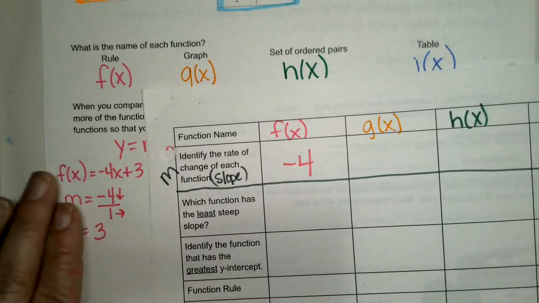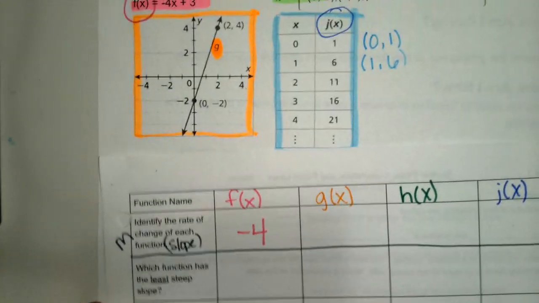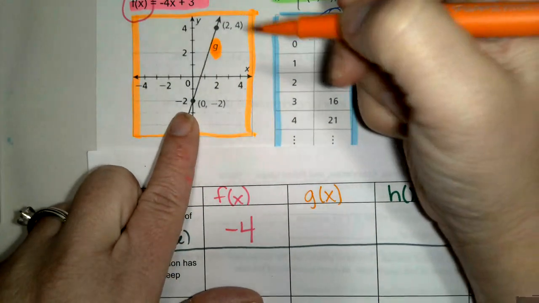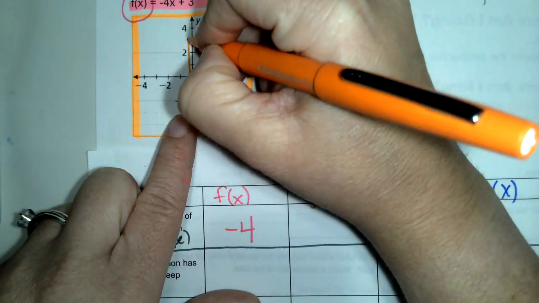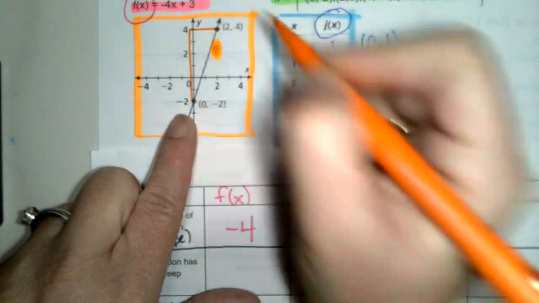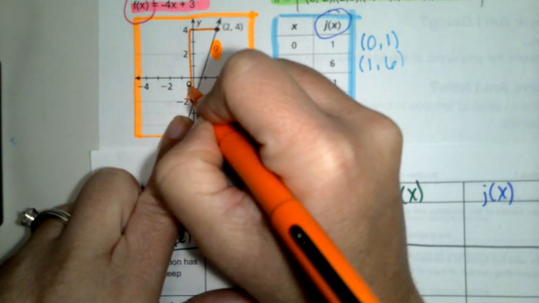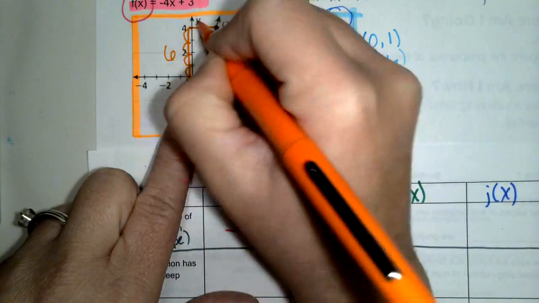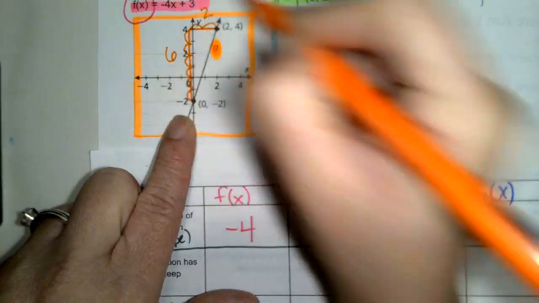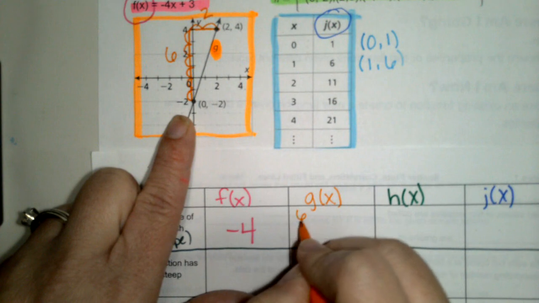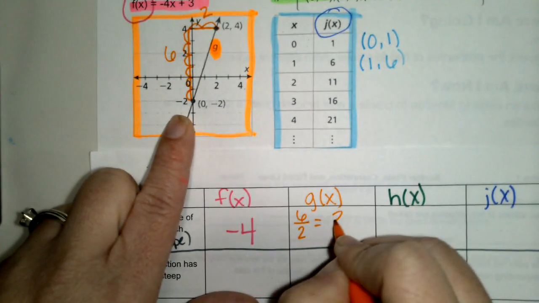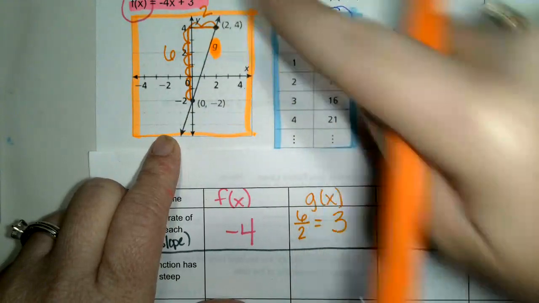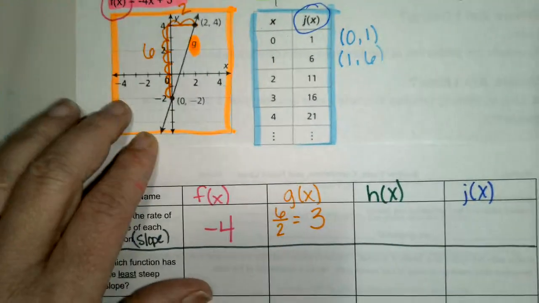The next one is the graph. Now, the graph, I'm going to use this graph up here because it's easier to see. And I can identify the slope this way if I go rise and then run. If I rise up 1, 2, 3, 4, 5, 6, and I run 2, 6 over 2 reduces down to 3. Making sure that this is a positive slope. It is going uphill, so that's how I know it's 3.